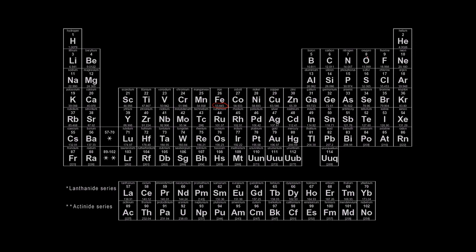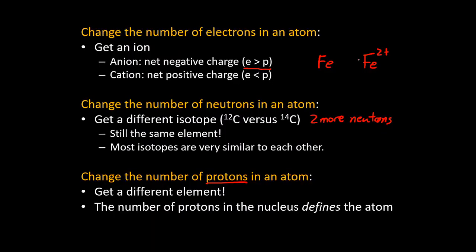So every atom in existence with 8 protons in the nucleus is oxygen, by definition. If it doesn't have 8 protons, it's not oxygen. If it does have 8 protons, we don't care how many electrons it has, we don't care how many neutrons it has. The definition of oxygen is any atom with 8 protons in the nucleus. So if we change that number, we get an entirely different atom.